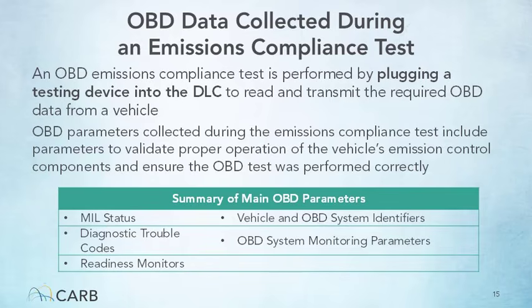The Clean Truck Check OBD test is performed by plugging a CARB-compliant OBD testing device into the vehicle's DLC to collect the required data and transmit it to CARB. The OBD data collected during the emissions compliance test includes parameters to validate operation of the vehicle's emissions control components and ensure the OBD test was performed correctly. The table on this slide provides a summary of the required OBD data for Clean Truck Check.